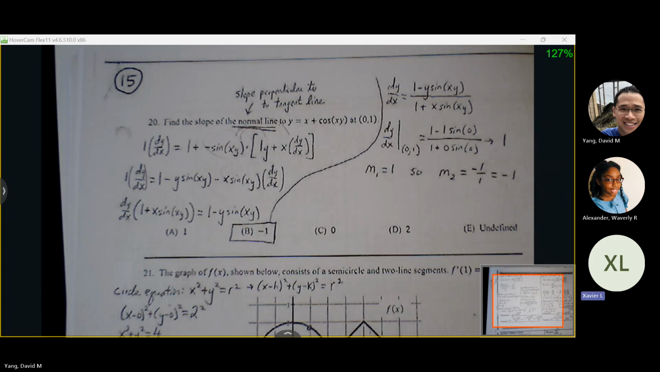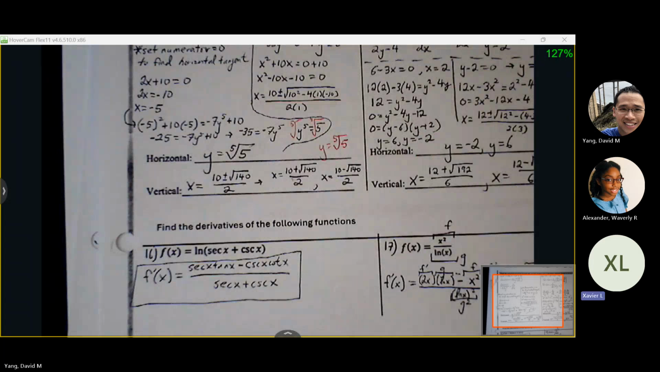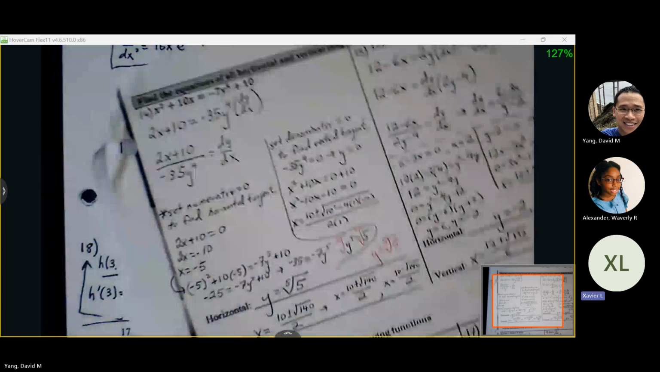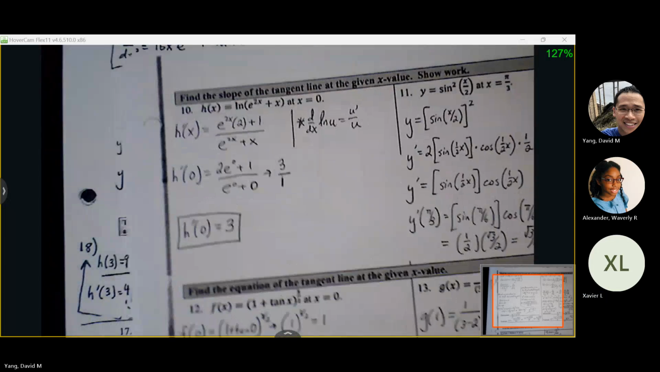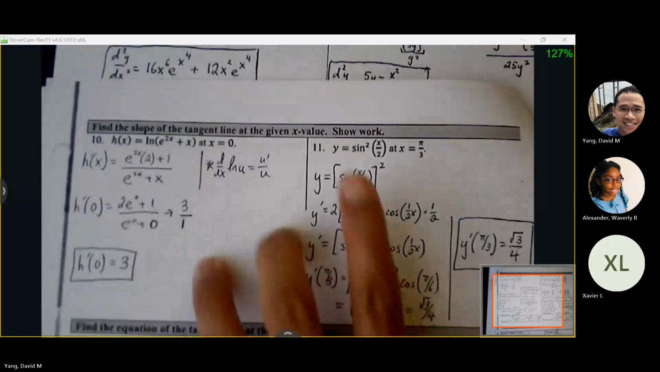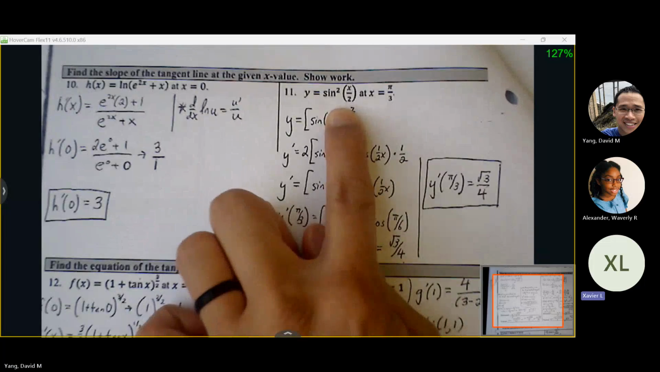Could you go through number 11 on the, which one is this? On the worksheet number 2, morning review. This one here. Yes.